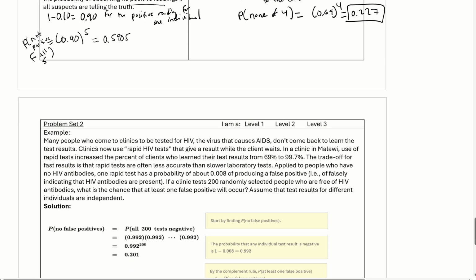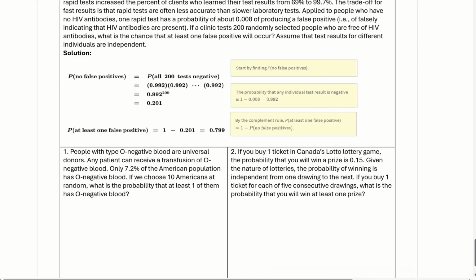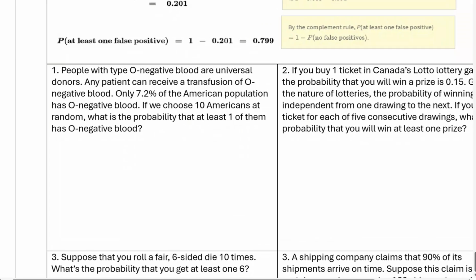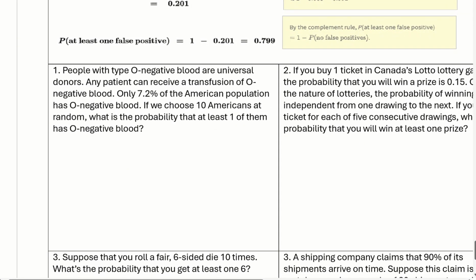All right, so let's look at number 2. People with type O negative blood are universal donors. Any patient can receive a transfusion of O negative blood. Only 7.2% of the American population has O negative blood. If we choose 10 Americans at random, what is the probability that at least one of them has O negative blood? Okay.